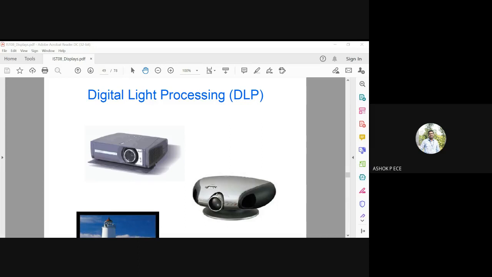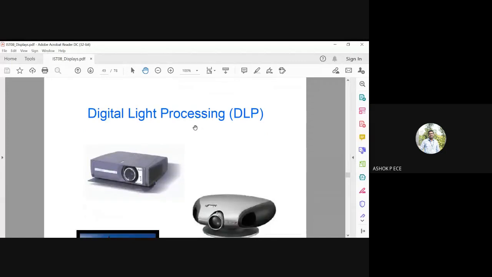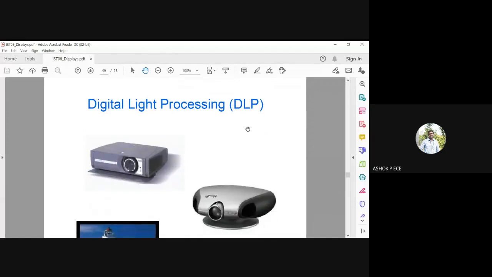So we are going to see about digital light processing. It is called DLP. So far, till yesterday, we have seen LCD and other displays. So now we'll see digital light processing.